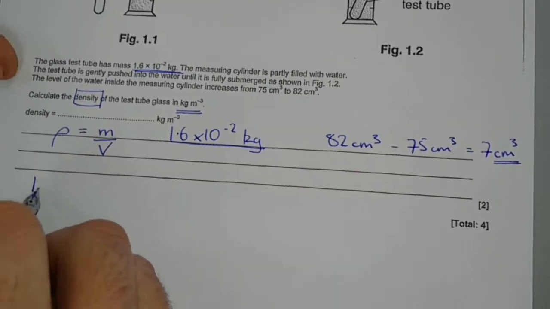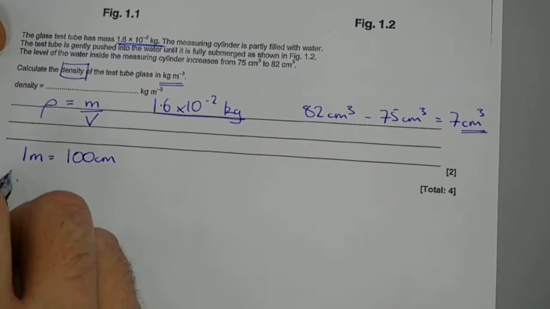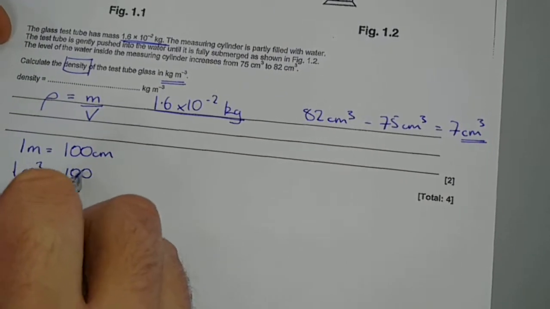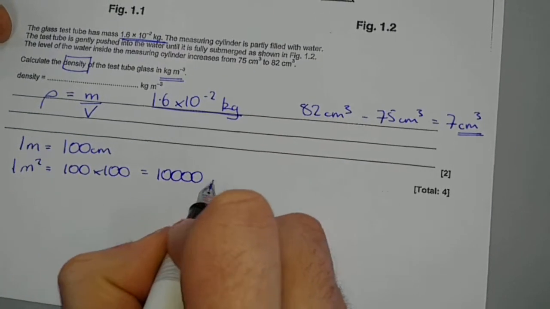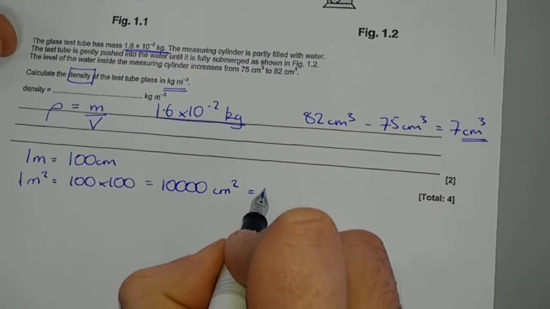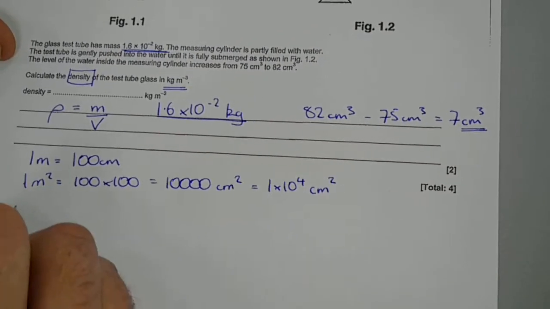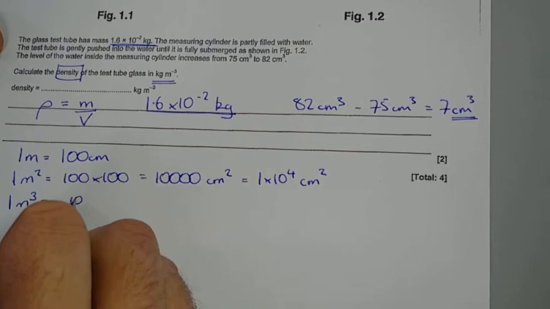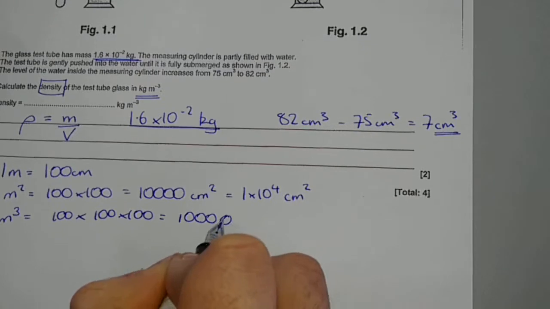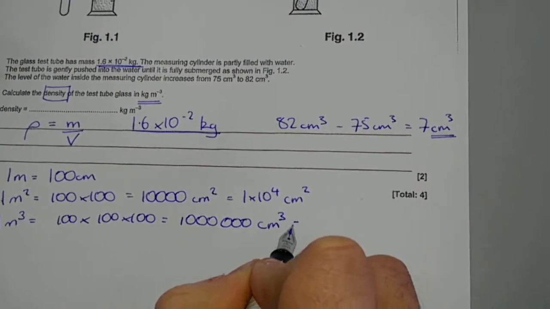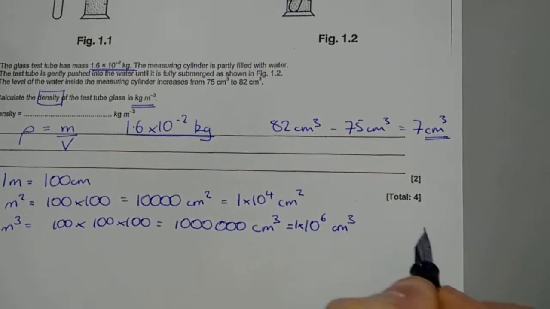We need to remember that 1 metre is 100 centimetres. 1 metre squared, though, is 100 times 100 centimetres. In other words, it's 10,000 centimetres squared, or 1 times 10 to the 4 if we're being A-level physicists, centimetres squared. And then 1 metre cubed, in fact, is 100 times 100 times 100, or 1 million centimetres cubed, which as an A-level physicist I'd write as 1 times 10 to the 6 centimetres cubed.